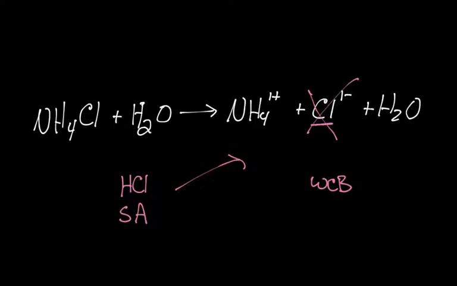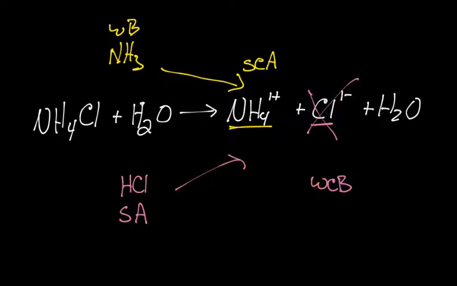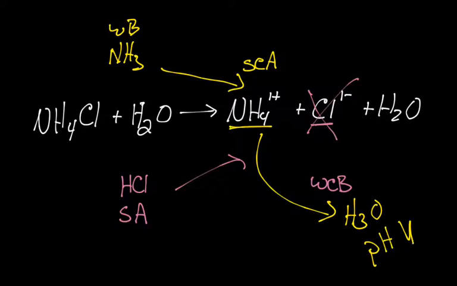So what about the NH4+? Well, NH4+ could have come from the base NH3, which is a weak base, making this a strong conjugate acid. It's likely to lose that H, producing H3O+, which would then decrease our pH, making it acidic.